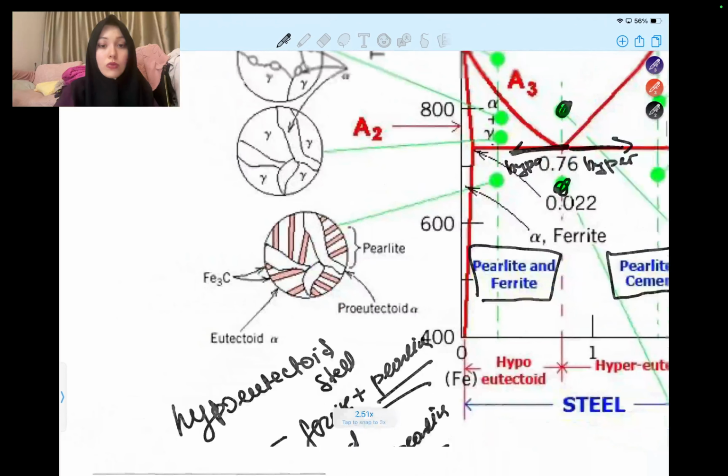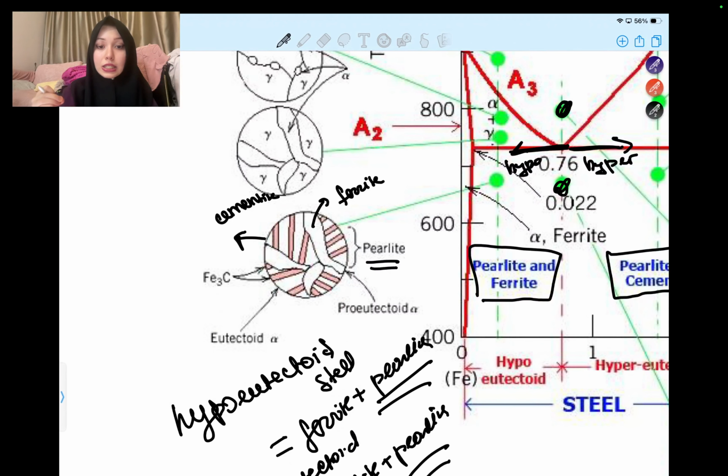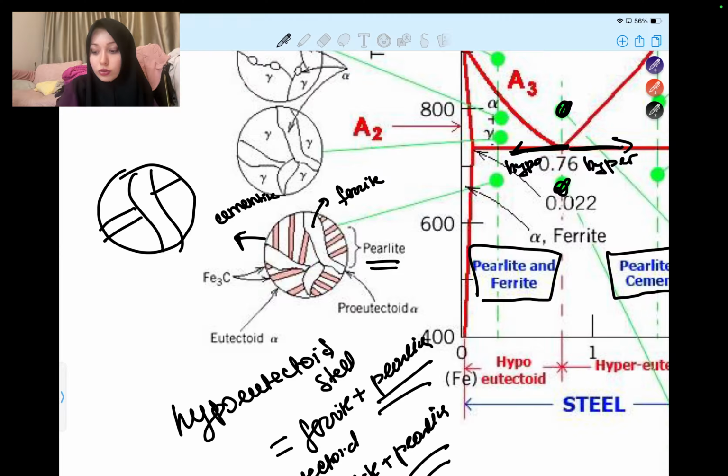So if you were asked to draw the microstructure of pearlite, you would draw again something like this. You would have to combine the cementite and ferrite structures. Okay.